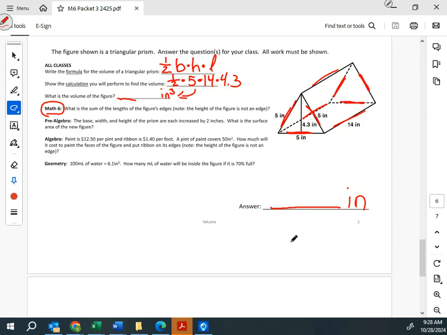So add up all 9 edges. Figure out what those measurements are if they're not listed. And then add them all up. And that will be your edges for the whole shape.